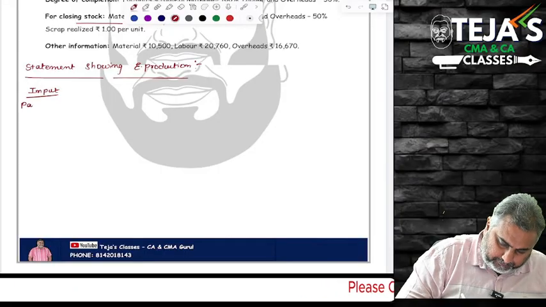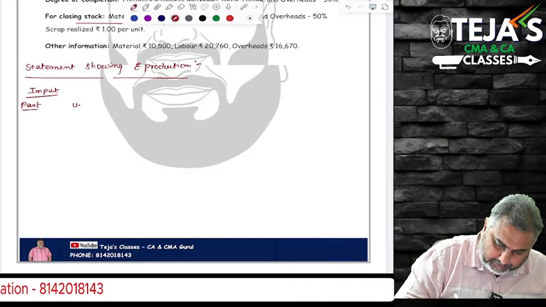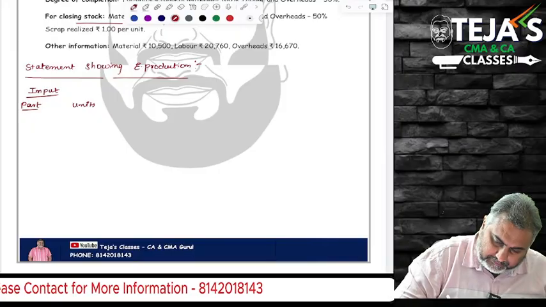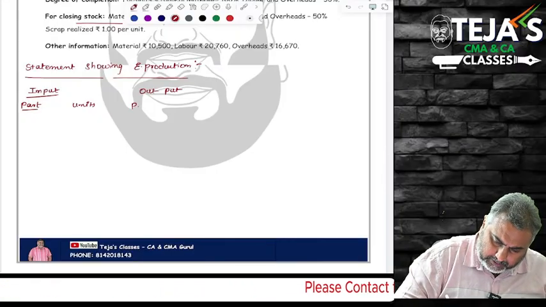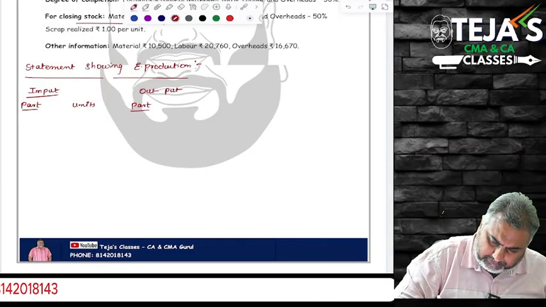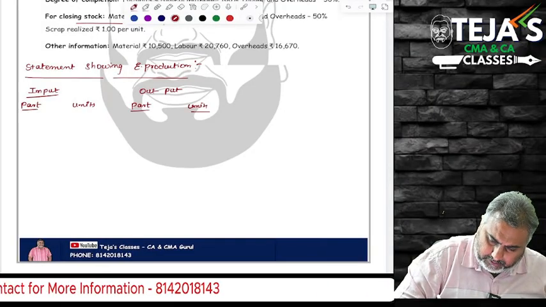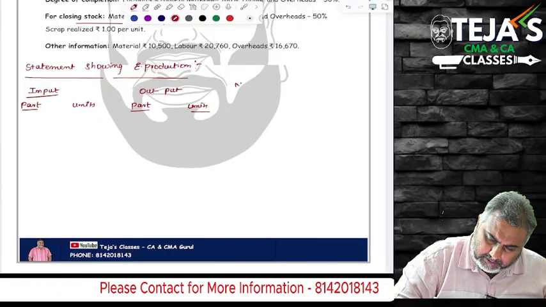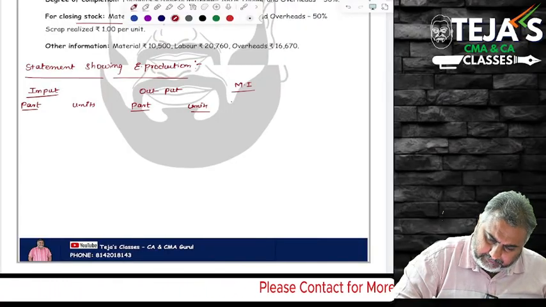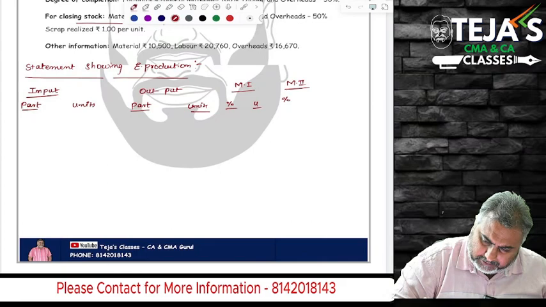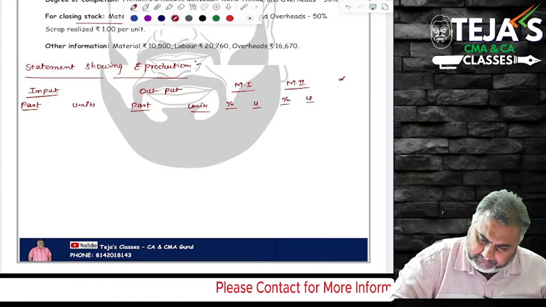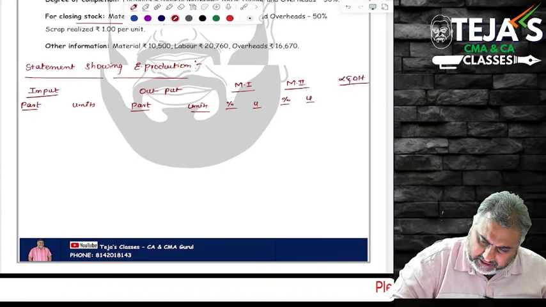So put the heading: statement showing equivalent production. Input particulars, units, output particulars, units, material 1 percentage units, material 2 percentage units, labor and overheads percentage units.